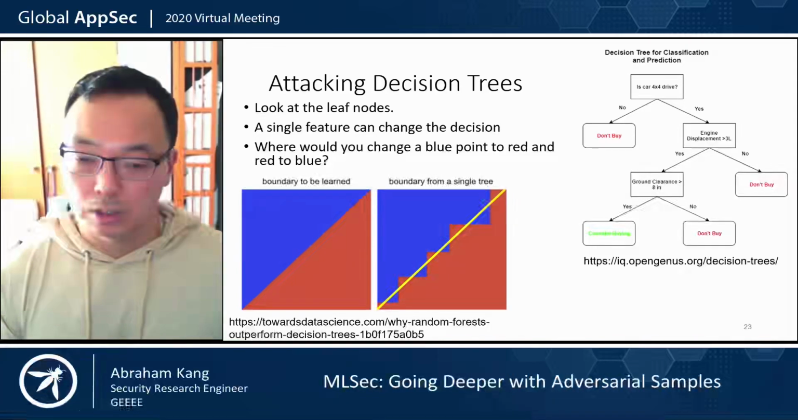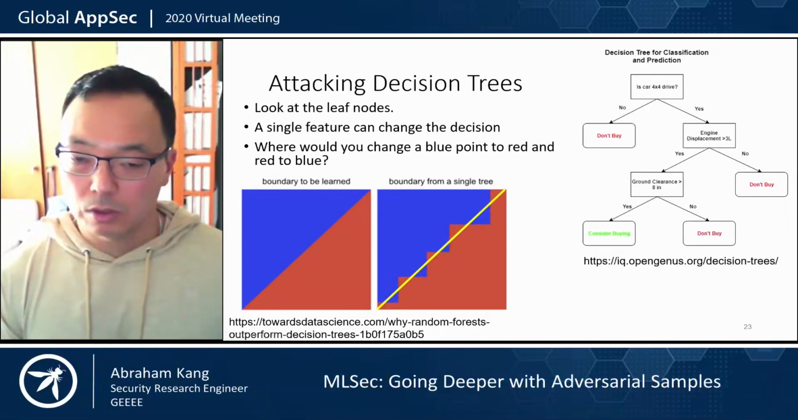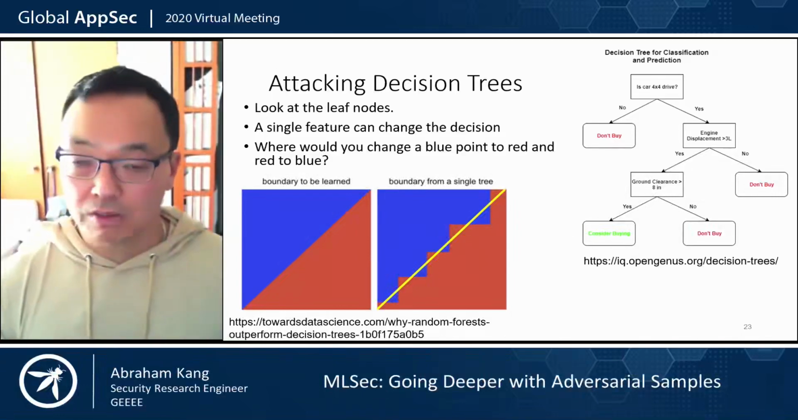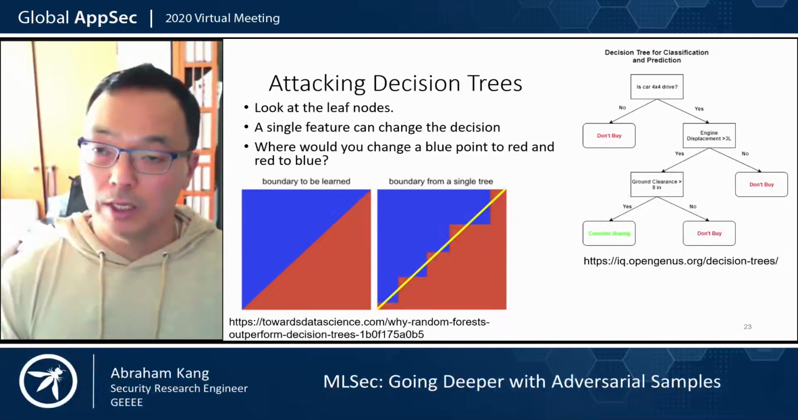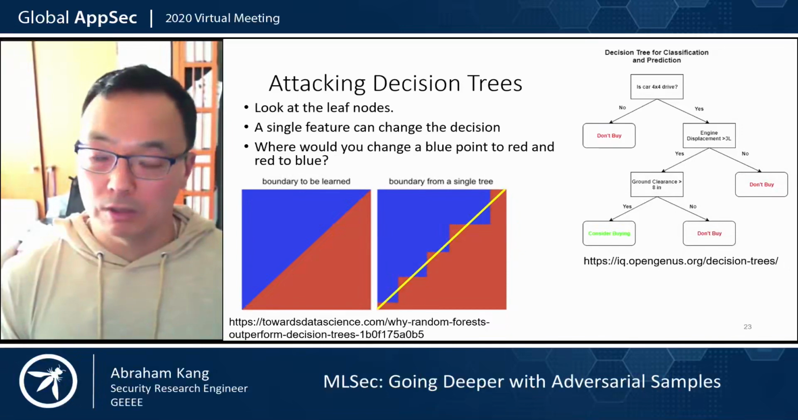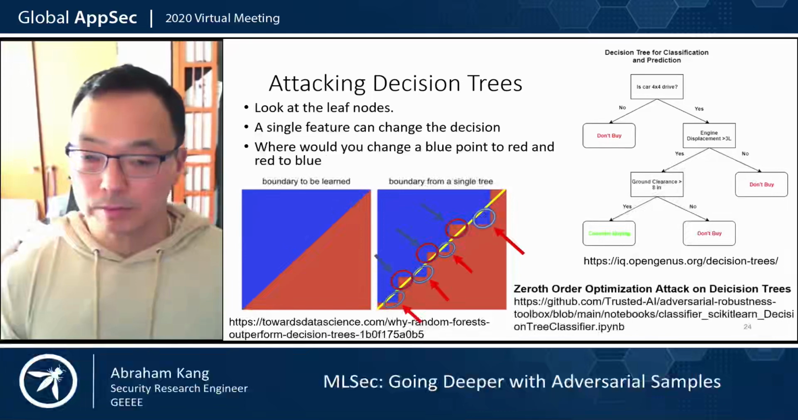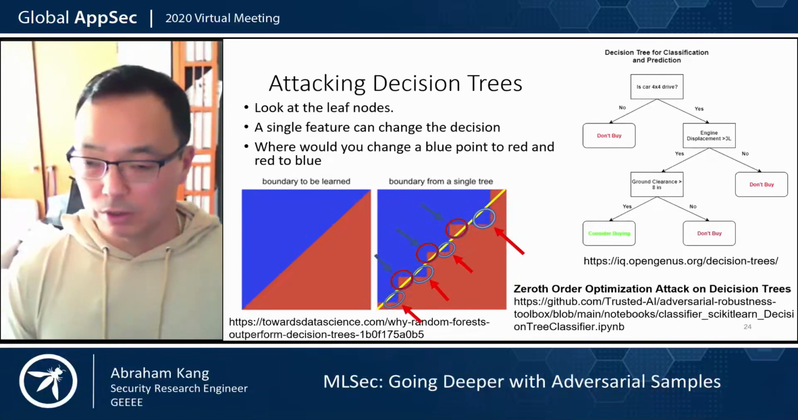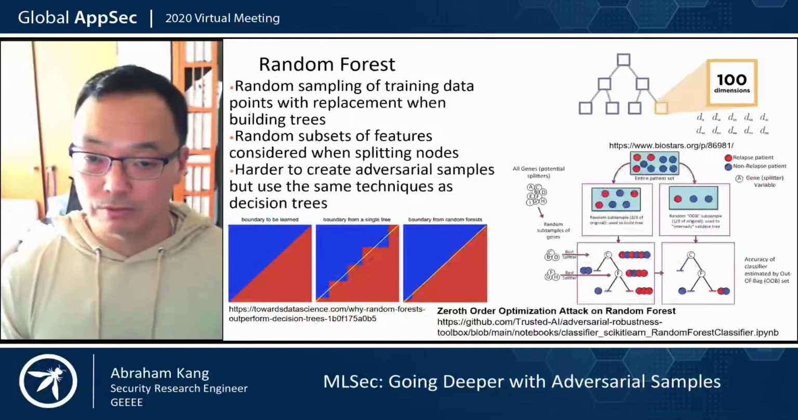It's basically all the points that are sticking out, right? Those are where you can push blue into a red boundary and not change what it looks like to a human or what it's perceived as by a human, but the machine learning model will suddenly make a different, incorrect prediction. If you want to look at different attacks, I have a link here that you can go to, and they have a notebook, and you can try it out yourself.